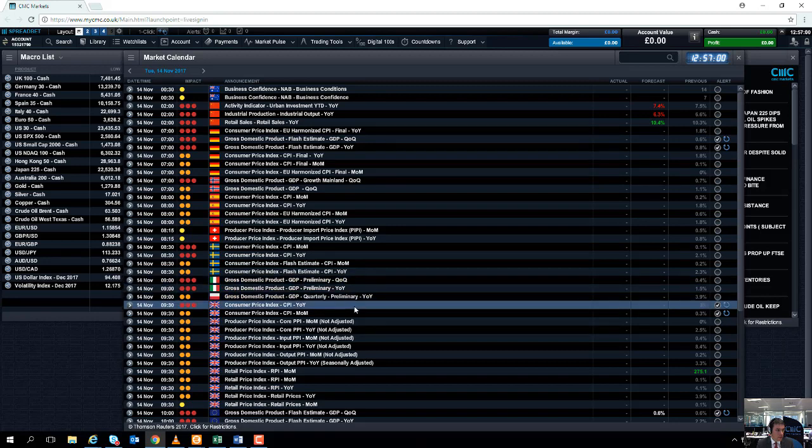Later on Tuesday morning, we have CPI numbers, inflation numbers coming out from the UK. CPI in the UK is currently running at 3%, and this is obviously quite a headache for the Bank of England, seeing as their target is an inflation rate of 2%.